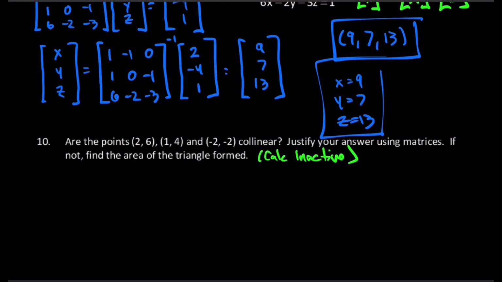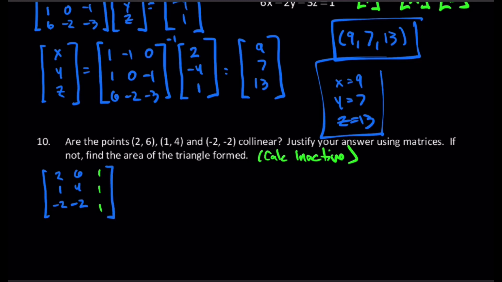So how do we determine if points are collinear? Remember, we have to find the determinant, and if that's equal to 0, then yes. So I need to make a matrix using these points, 2, 6, 1, 4, negative 2, negative 2. Now, can you take the determinant of a 3 by 2 matrix? No, it's got to be a square matrix. So what do we do next? We fill in with 1s.